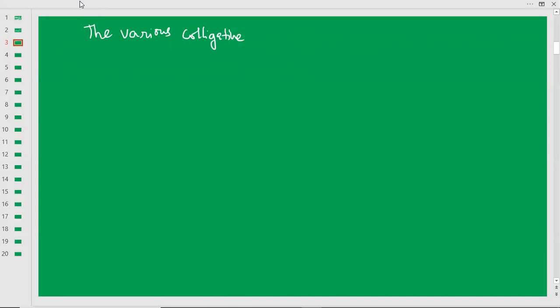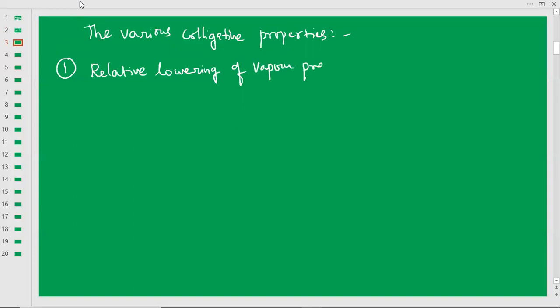Various colligative properties are the one we will call relative lowering of vapor pressure. You can also call it RLVP.